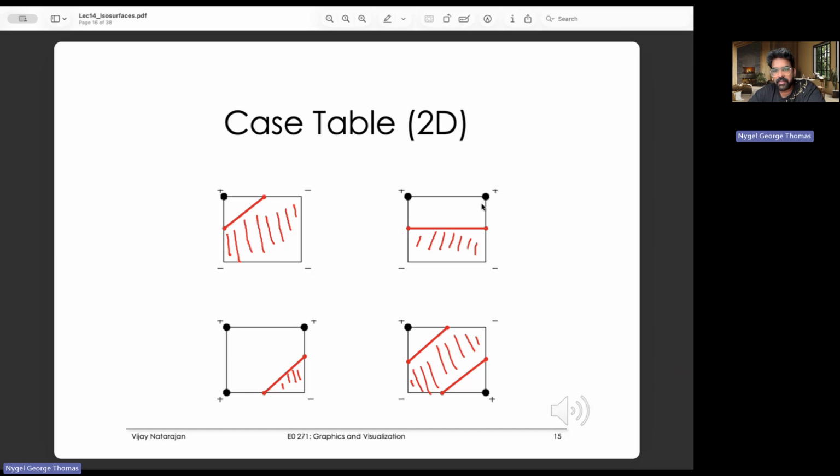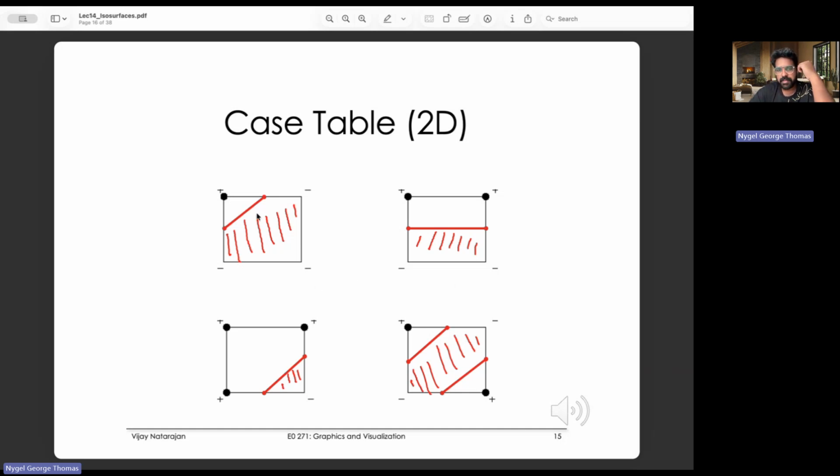There is another case where I have two pluses and two minuses, where the two pluses are adjacent and the two minuses are adjacent. Also, there's a case where we have one minus and three pluses in the corresponding vertices. And there are cases where the pluses and minuses are in the diametrically opposite vertices. So these are the cases.